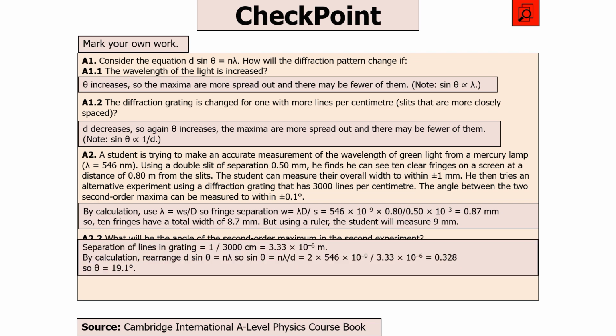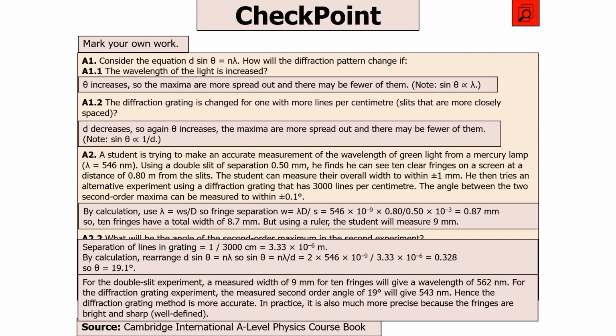Now, the angle of the second order maxima, we can say that the separation of the lines in the grating, d, is equal to 1 over n, so it's 1 over 3,000 centimeters, so it's 3.3 times 10 to the minus 6 meters. We can then make sine theta the subject and therefore work out theta to be 19.1 degrees.